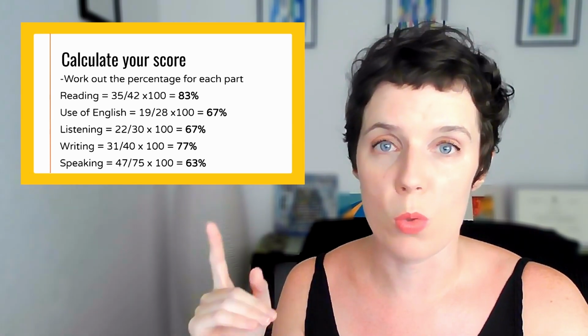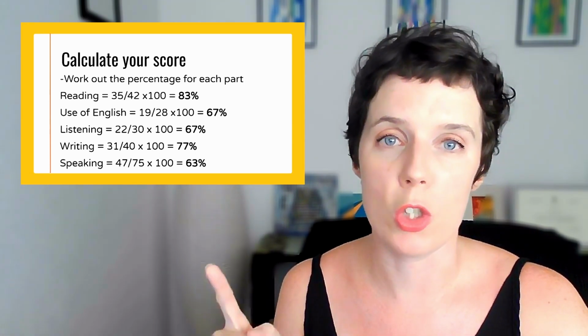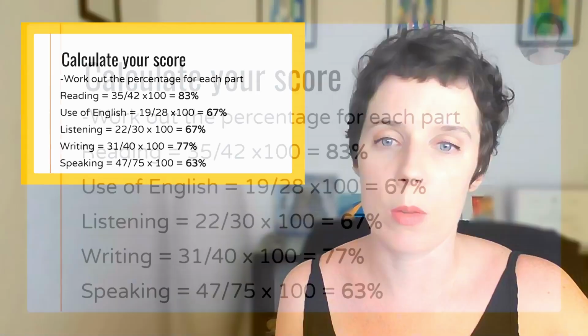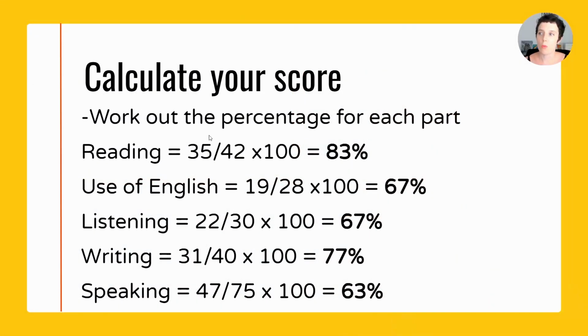Then what you're going to do is work out the percentage for each part. The way you work out the percentage is you take the amount of points you got in that part, divide it by the total amount of points possible for that section, and then times it by 100. And that gives you a percentage. So 35 out of 42 times 100 is 83%. And you're going to do that with every part of the exam.